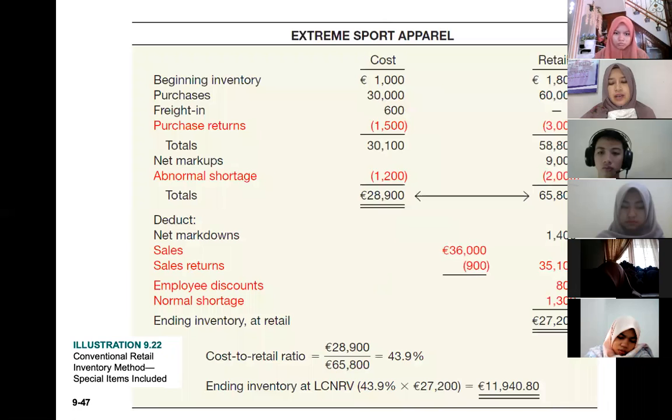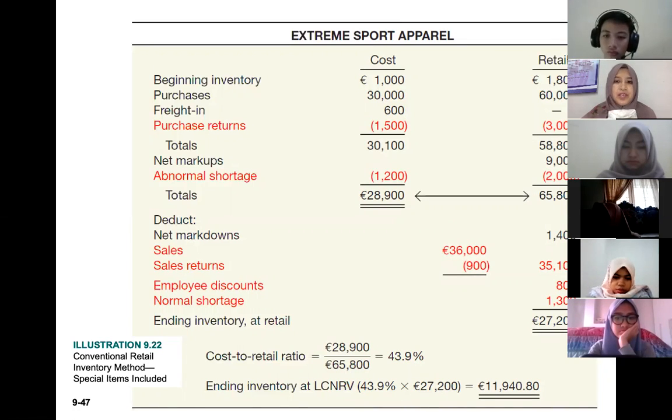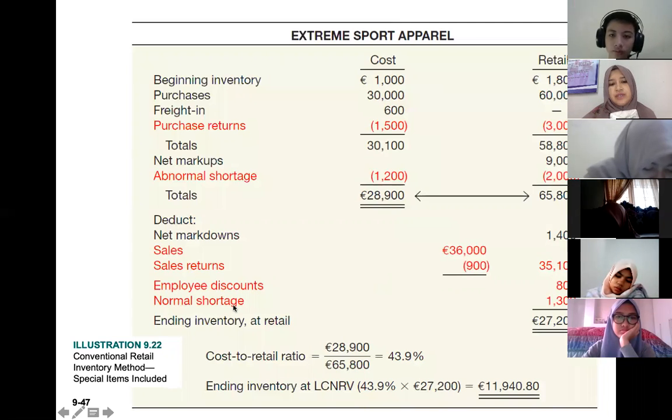Okay, this is how portrayed for each item there, we put in the calculation of ending inventory. So abnormal shortage needs to be included in the calculation of goods available for sale. We cannot regard that as an expense. Here are regarded as expense. Employee discount and normal shortage are regarded as expenses. But this one, because it is abnormal, it is rarely happen, so we include it in the calculation of goods available for sale. Okay.